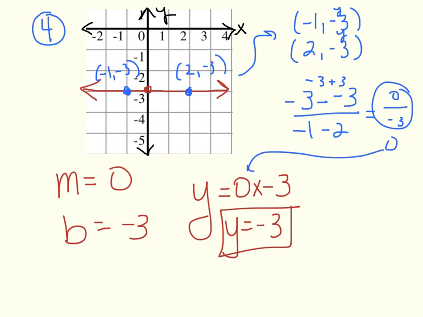So either way, you can just do it mathematically, or just by knowing that a horizontal line has a slope of 0, that works as well. But this, y equals -3, would represent the equation for the red line.